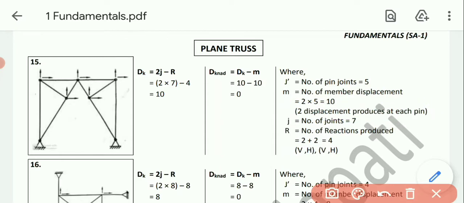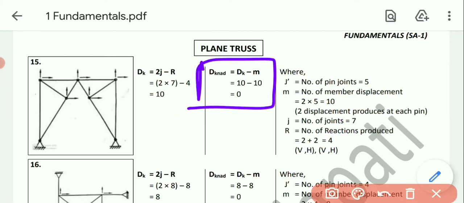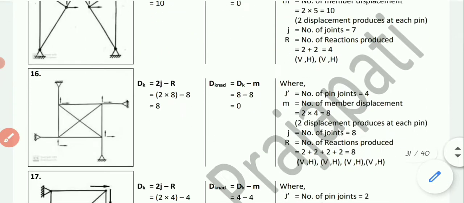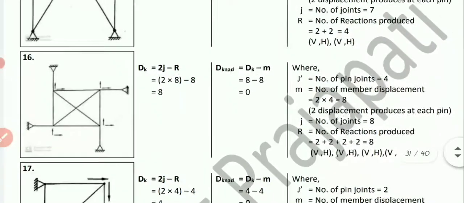So now let's solve the sum. Dk is twice J minus R, twice J, J stands for 7, capital R is 4, so 14 minus 4, the answer comes 10. Next, Dk none, that is Dk minus M, Dk is 10, minus M, that is also 10, so 10 minus 10, the answer comes 0. Okay, next moving forward, the next example is this one.